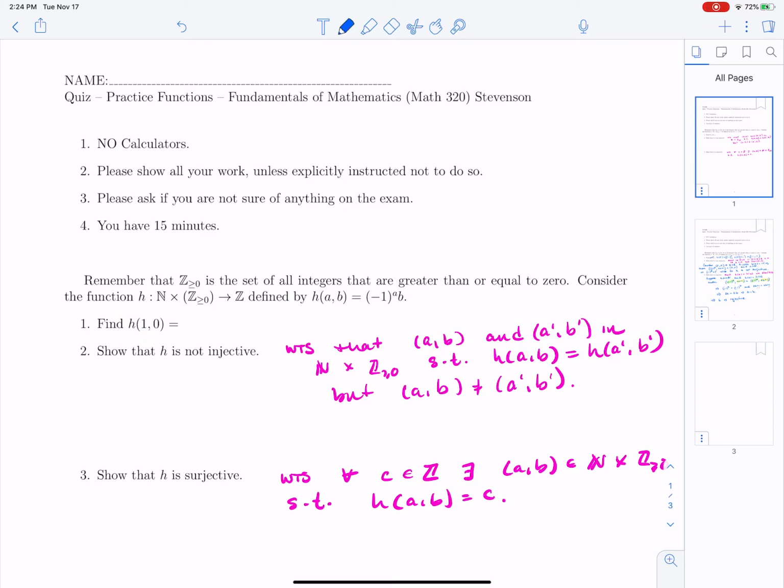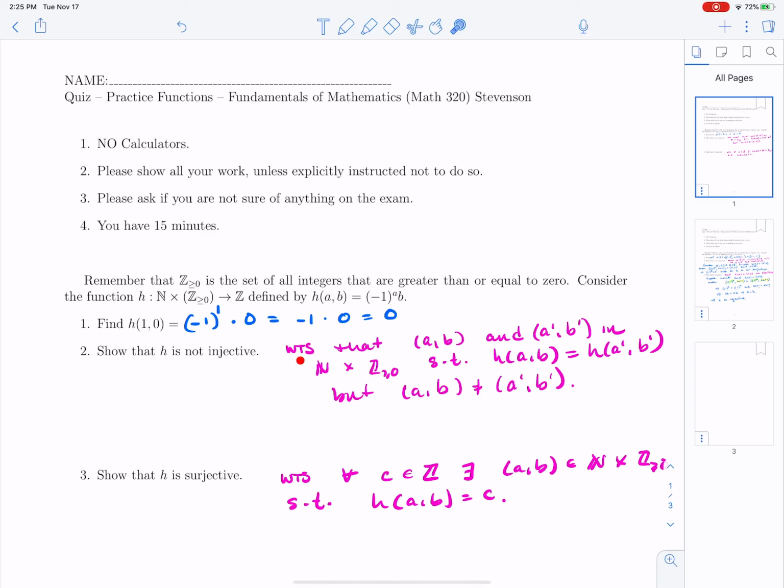So this says take minus 1, raise it to the a power, and multiply it times the second coordinate, which is 0. So in this case, a is 1, right? So I get minus 1 times 0, which is 0. Now the other thing that you're supposed to notice here is this tells me something. I notice that no matter what I have in the first coordinate, if my second coordinate is 0, I'm going to get 0. And that gives me an idea of how I can show that it's not injective.